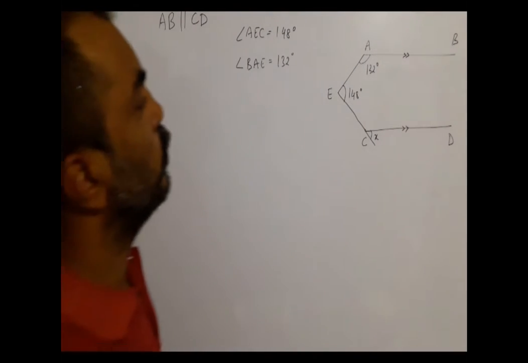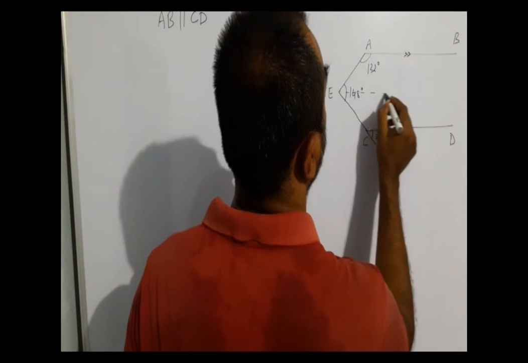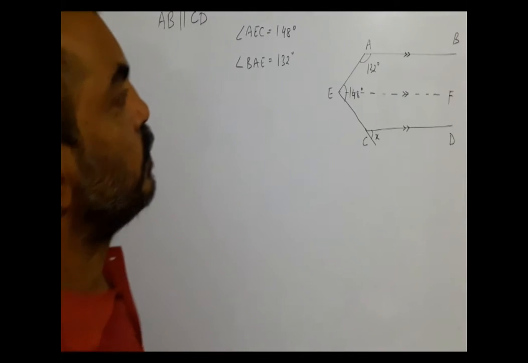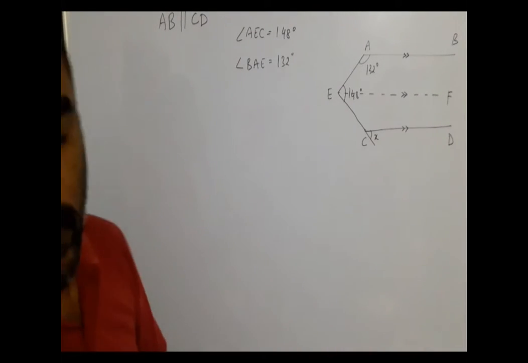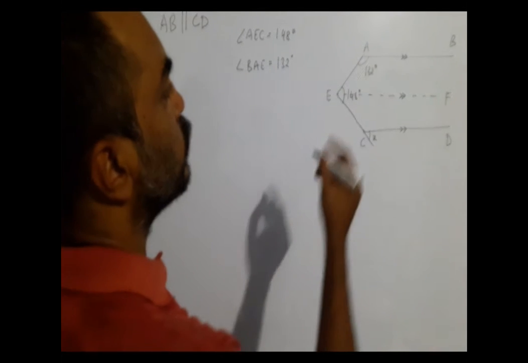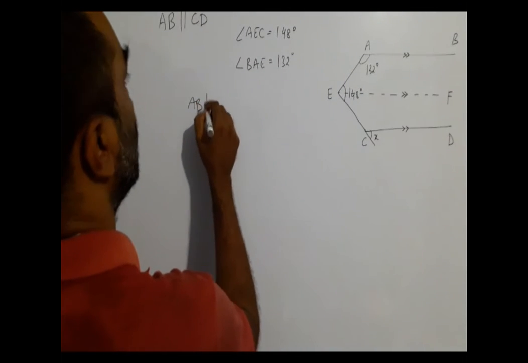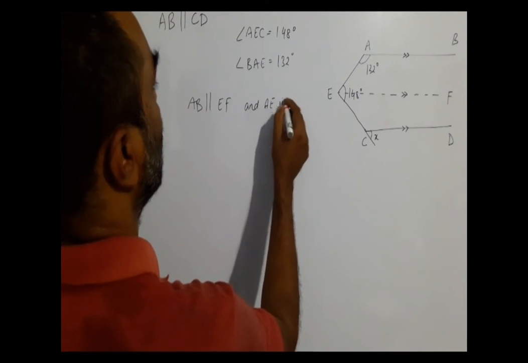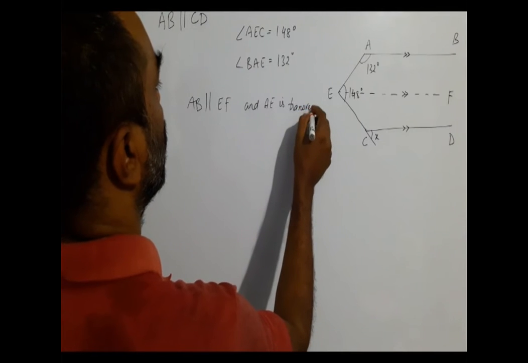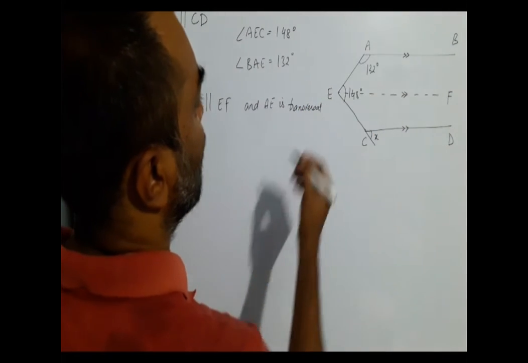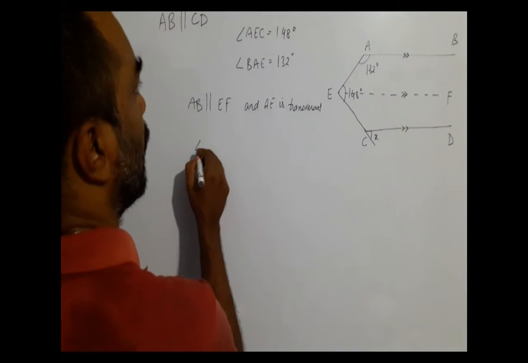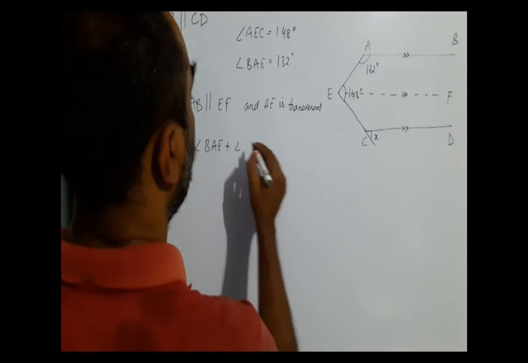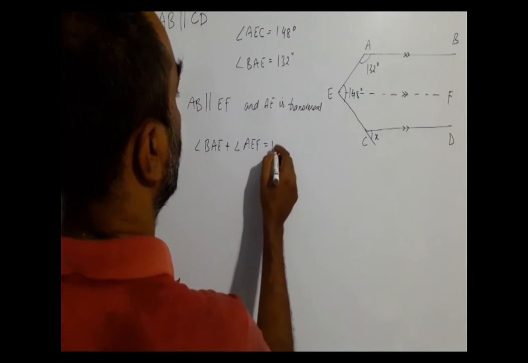So what is the construction we do? We'll draw a line EF which is parallel to AB and CD. So we are drawing a line EF which is parallel to AB and CD. So now we have AB is parallel to EF and AE is the transversal. So two lines are parallel and AE is the transversal. So angle BAE plus angle AEF equal to 180 degree.